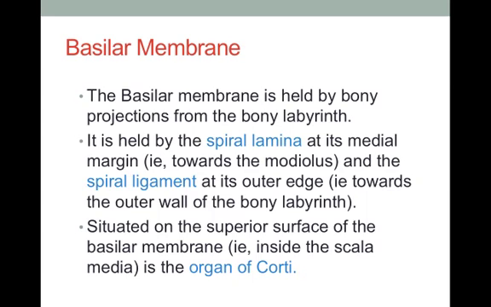A little bit more about the anatomy of the basilar membrane. This basilar membrane is held by bony projections in this cochlear partition. We've got the spiral lamina towards the modiolar side pinching this basilar membrane, while we've got the spiral ligament at its outer periphery holding the basilar membrane. And it's the spiral ligament and spiral lamina that change in length to make the basilar membrane narrower at the base and wider as it goes to the apex.